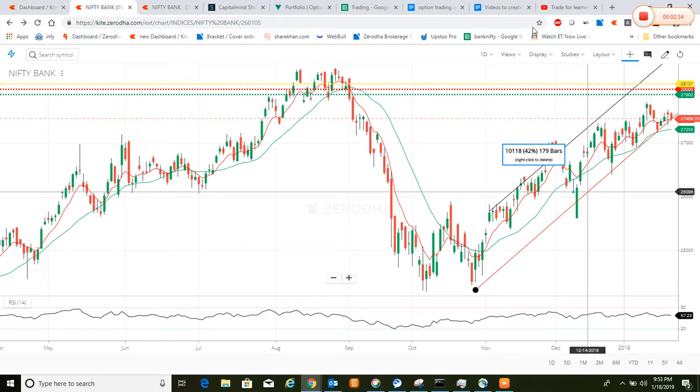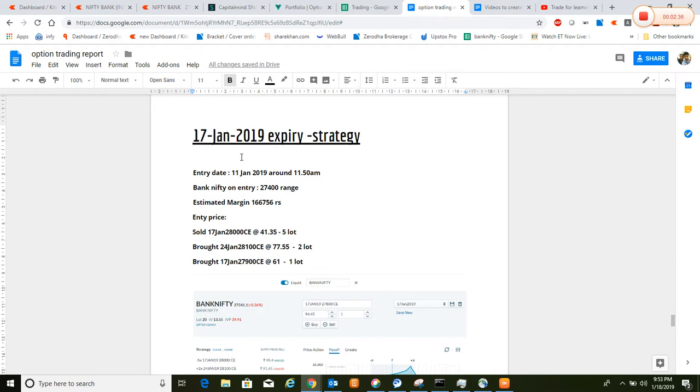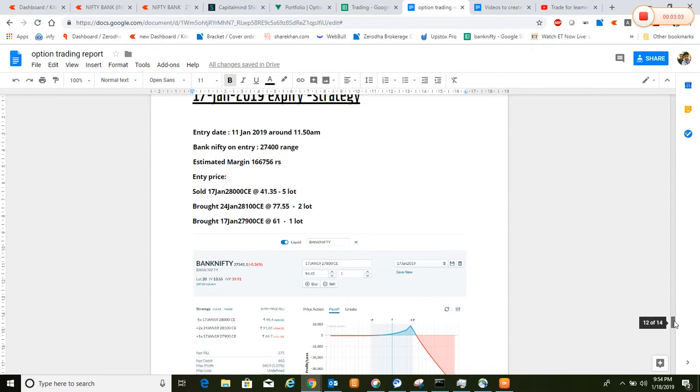According to this strategy, for Bank Nifty entry, we sold the 17 Jan 28,000 call at 41 rupees 35 paise at 5 lots, bought the 24 Jan 28,100 call at 77.55 2 lots, and bought the 17 Jan 27,900 call at 61 1 lot. These are all actually a hedging strategy. According to the hedging strategy, this is how the screen looked.